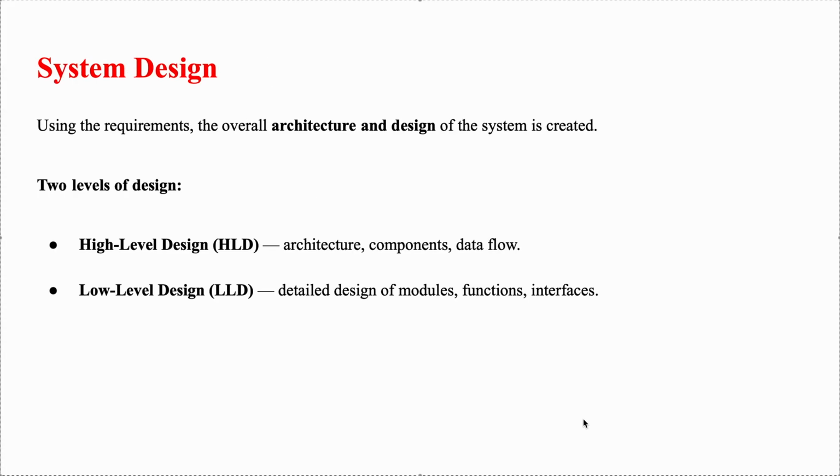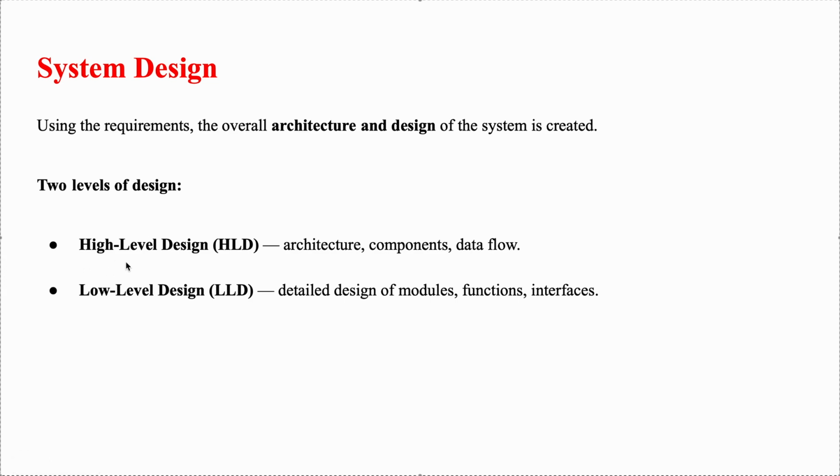Once the requirements are gathered, the next phase is system design. In this phase, the team uses those requirements to create the overall architecture and design of the system. Basically, they plan out how the software will be built. Now, this is usually done at two levels.